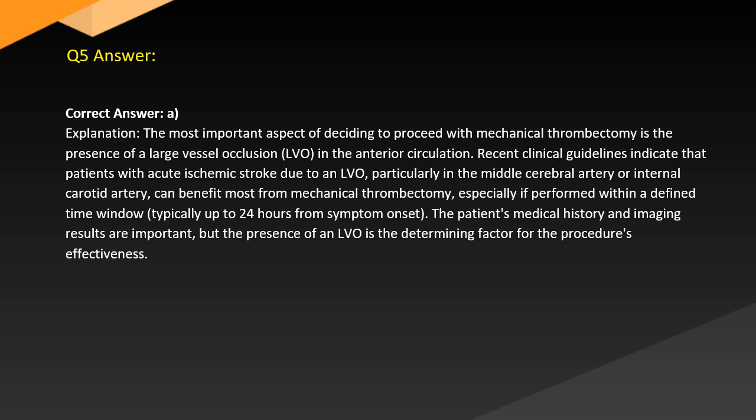Answer. Correct answer A. Explanation. The most important aspect of deciding to proceed with mechanical thrombectomy is the presence of a large vessel occlusion (LVO) in the anterior circulation. Recent clinical guidelines indicate that patients with acute ischemic stroke due to an LVO, particularly in the middle cerebral artery or internal carotid artery, can benefit most from mechanical thrombectomy, especially if performed within a defined time, typically up to 24 hours from symptom onset.